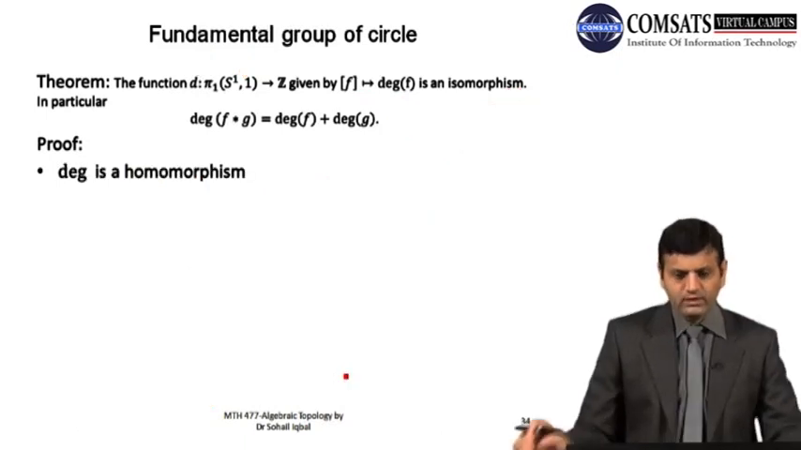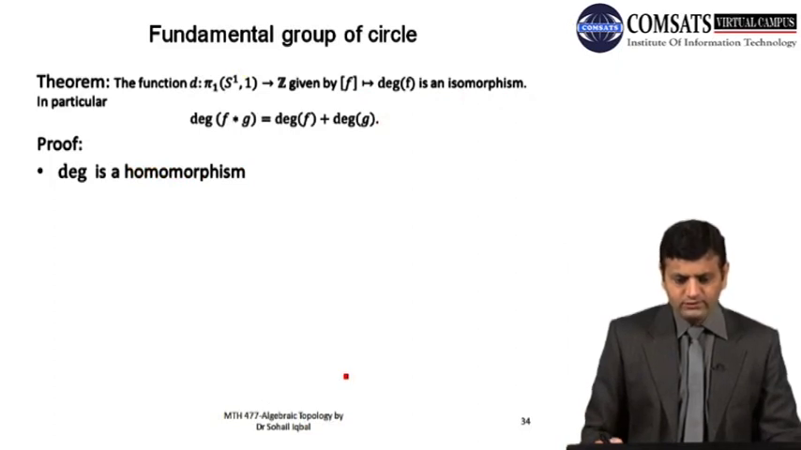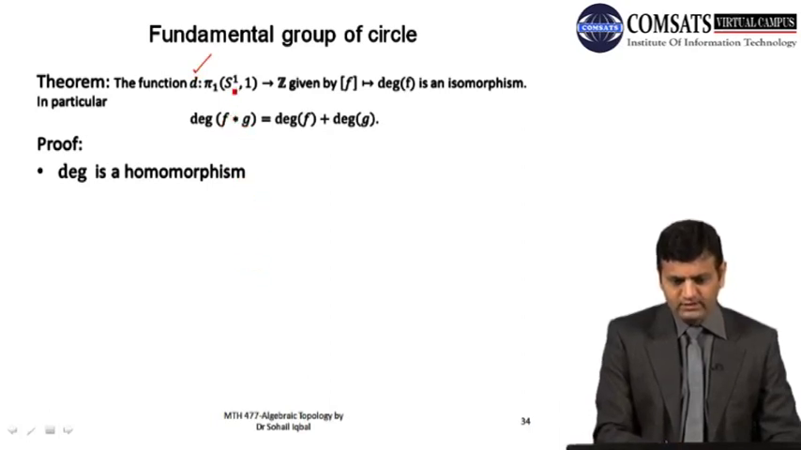So in other words, if the degree of f is 0, then f is 0, which means the function is 1 to 1. Now in the last part of the proof, we have to show that this map D is basically a homomorphism. Now how to show that this D is a homomorphism? Take any two points of this fundamental group, and we have to show that degree of f star g is equal to degree of f plus degree of g. So how to show that? Basically these are elements of this, so these are loops inside this circle.